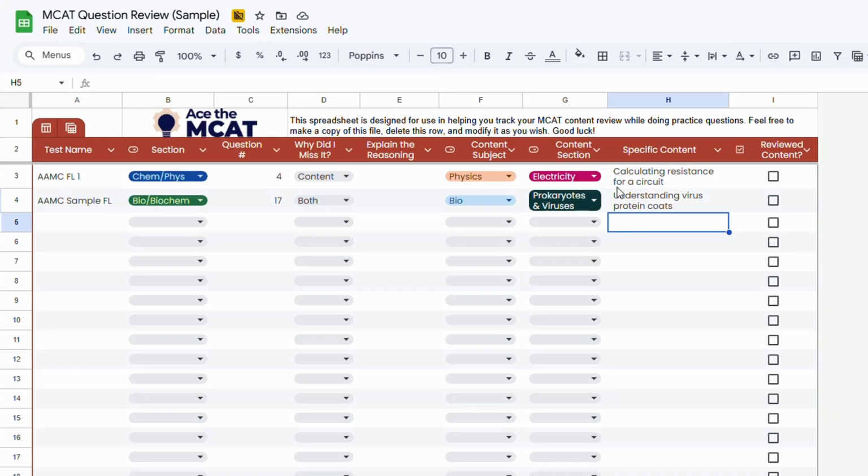So let's say, for example, you're missing a couple of questions on electricity, and you decide, I've got a weakness here with this idea of calculating resistance. Typically, what I find is that if you have a weakness in one subject, you probably have a weakness in the general content section. So it's not just the specific content. So what I would recommend is you go to that general content section and review it.